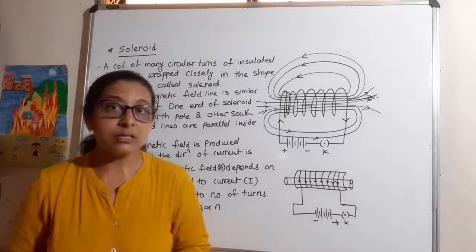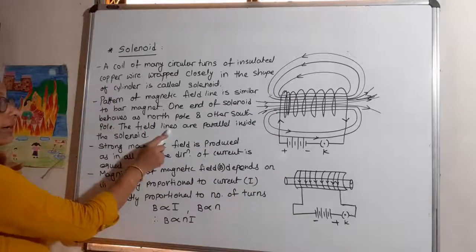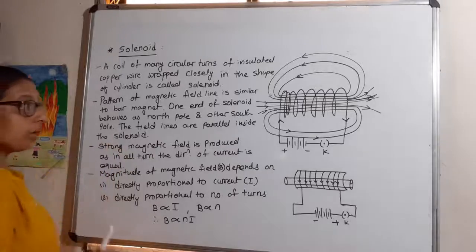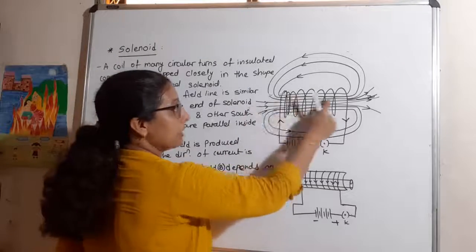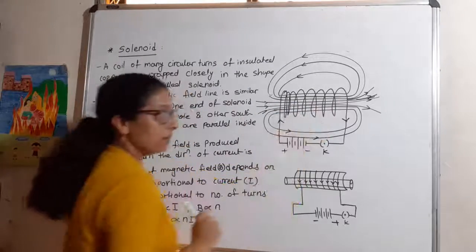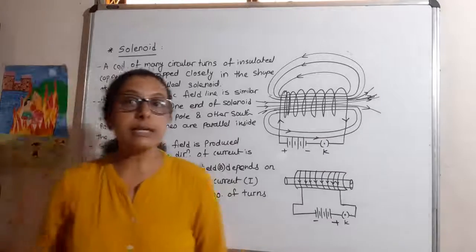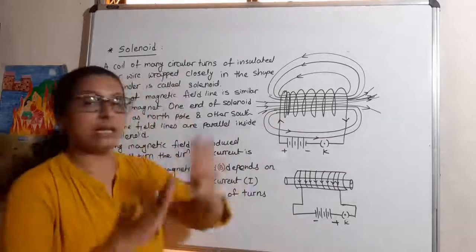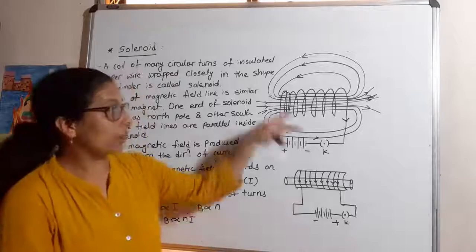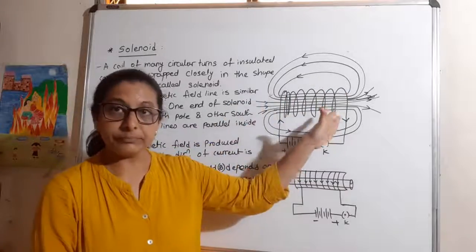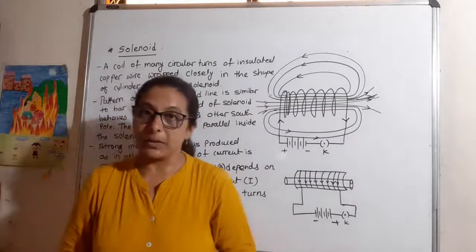You understood this? Yes. The field lines are parallel inside the solenoid. You can say these are the field lines inside the solenoid. We have already discussed that field lines never cross each other. Therefore, they are all parallel, just like the bar magnet.